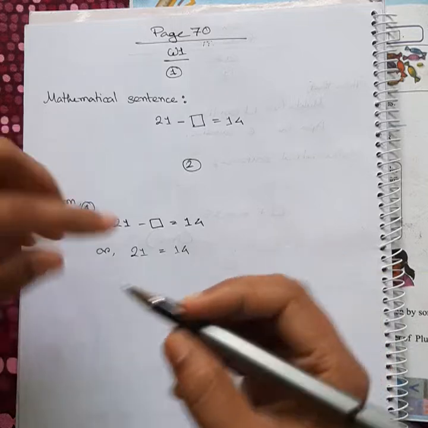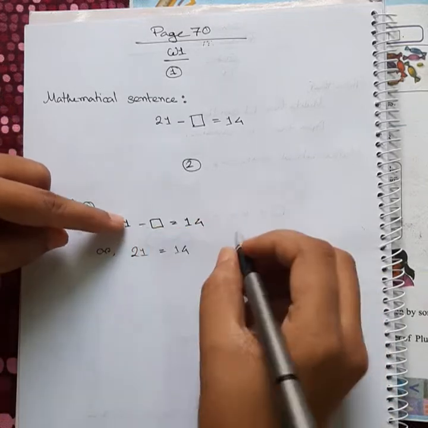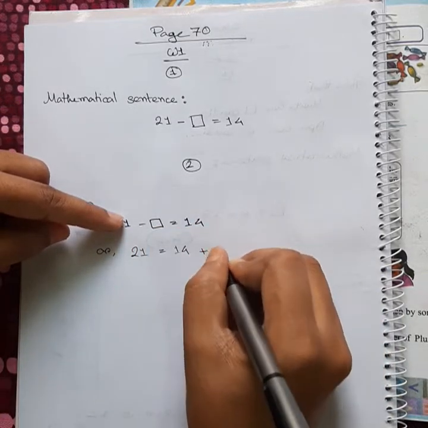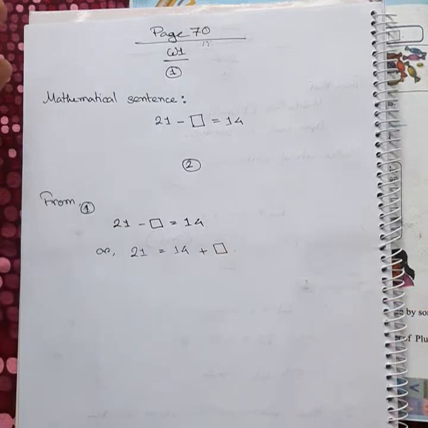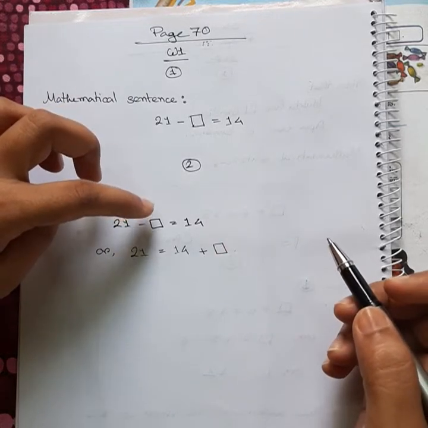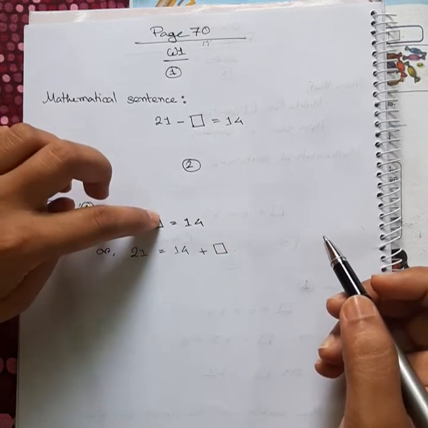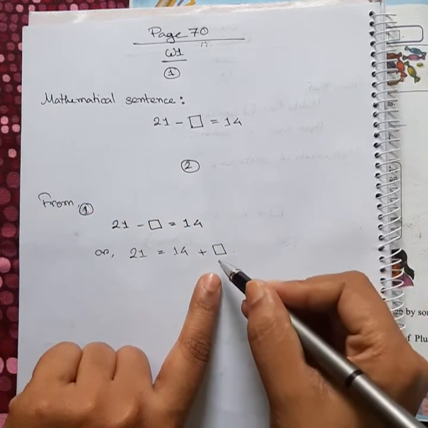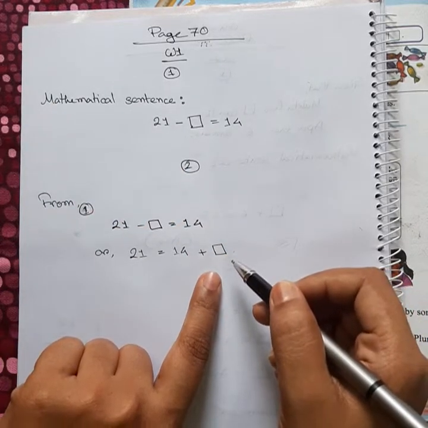We are going to take that one, the box, and it will become positive. So just write it like this: take the subtracted sign box to the other side, then you'll get what? You'll get positive box over here.